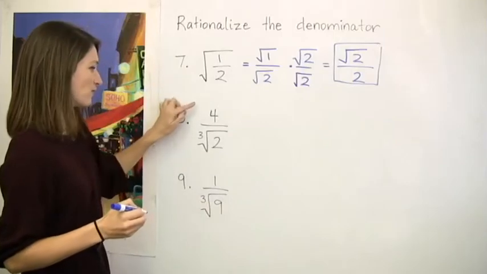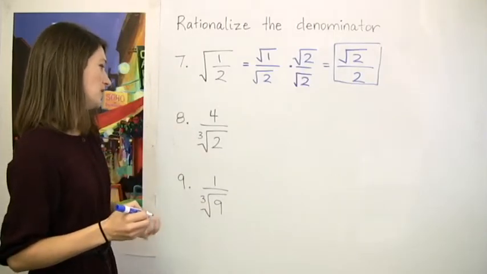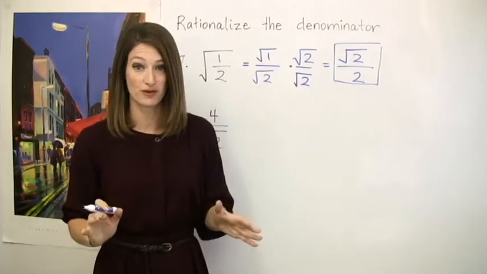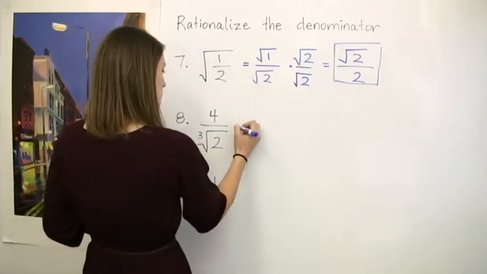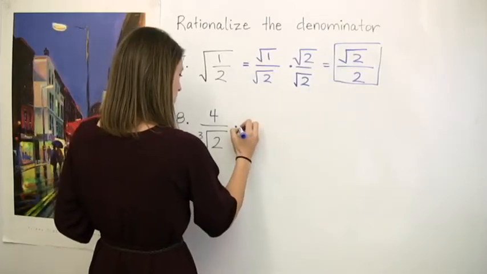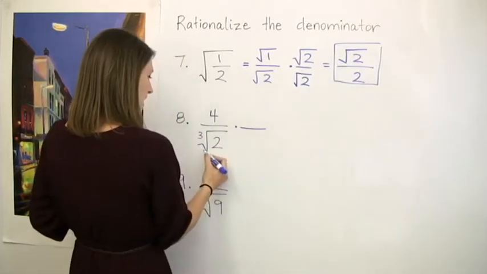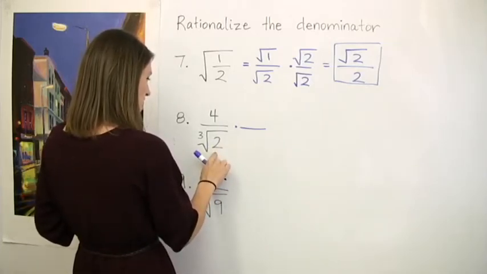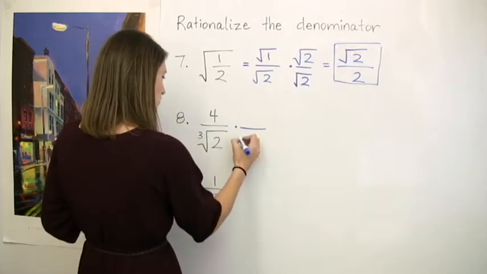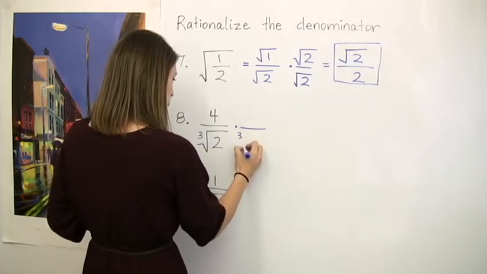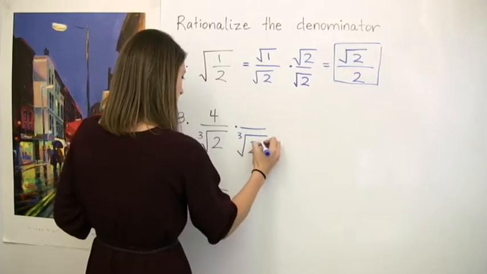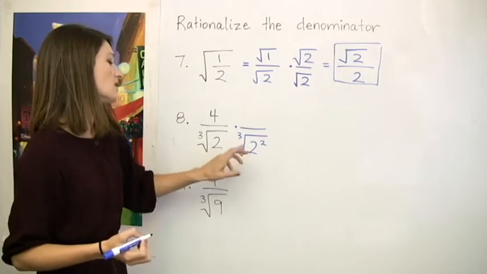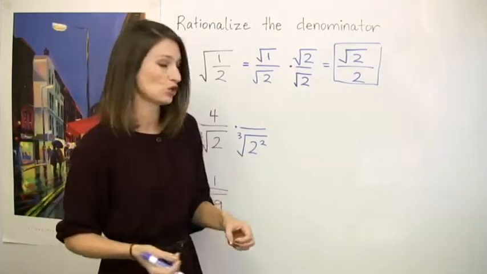The next problem says 4 over the cube root of 2. Now we're dealing with a cube root instead of a square root, so we need to look for perfect cubes. So we can multiply this, the top and the bottom, by the same number. And if you look, we just have 1, 2 here underneath this radical sign here. So we need to multiply it to get a perfect cube, and we need to multiply it by 2 squared, because then we have 2 times 2 times 2, which is a perfect cube.